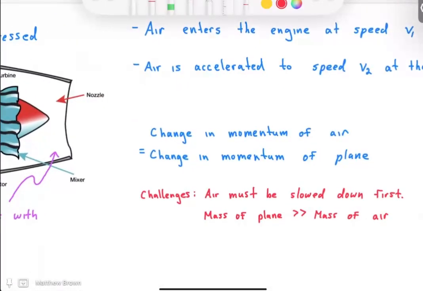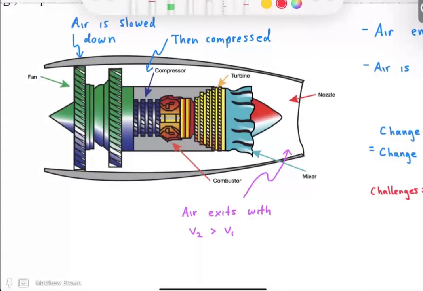Now, there are a few challenges here. So I wrote that equation there because that's sort of the important part: the change in momentum of the air equals the change in momentum of the plane. But the big challenges are that air must be slowed down first. And of course, as maybe obvious, the mass of the plane is a lot greater. Well, you could add up enough air, it probably would equal the mass, but some of these jumbo jets have takeoff weights of 500,000 kilograms. They're just ridiculous. But that's the other real challenge here, is that you've actually got to slow down the air, and that's what all this stuff in the front is.